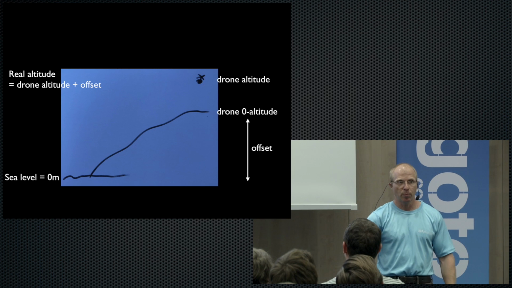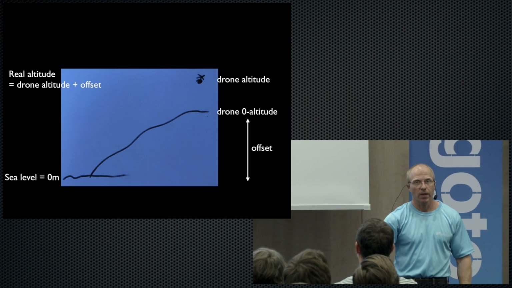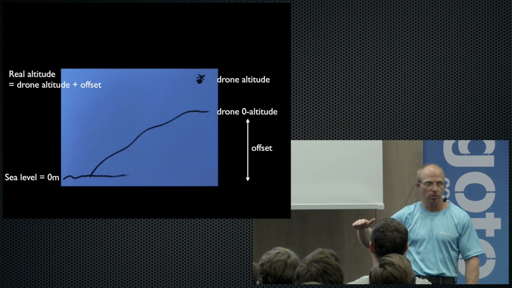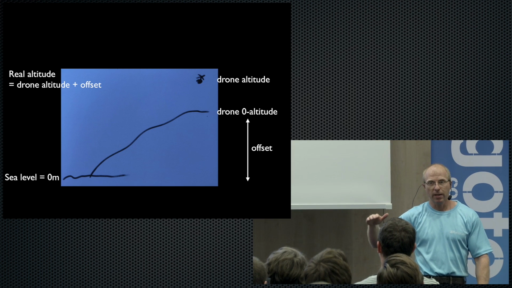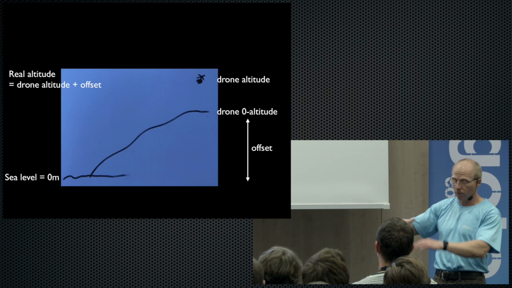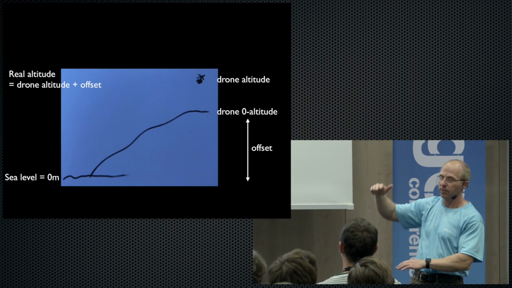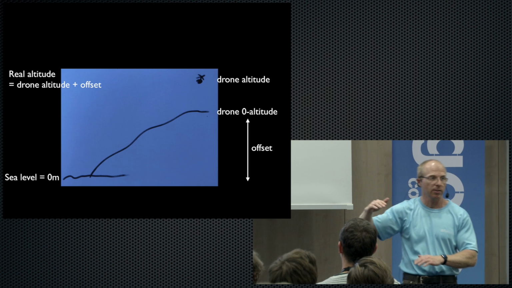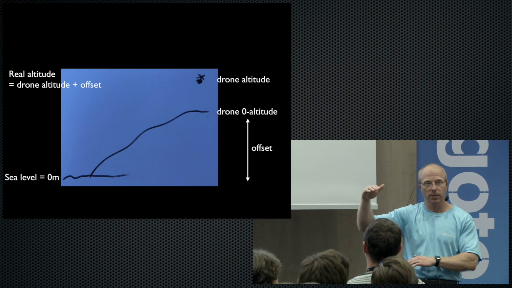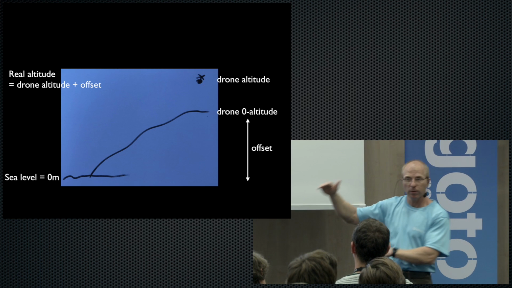So the drone has an air pressure sensor. And it always takes off at altitude 0. And then everything is measured according to that level using the air pressure sensor. So if I want to get the real position above sea level, I need to know the offset between sea level and where the drone took off.